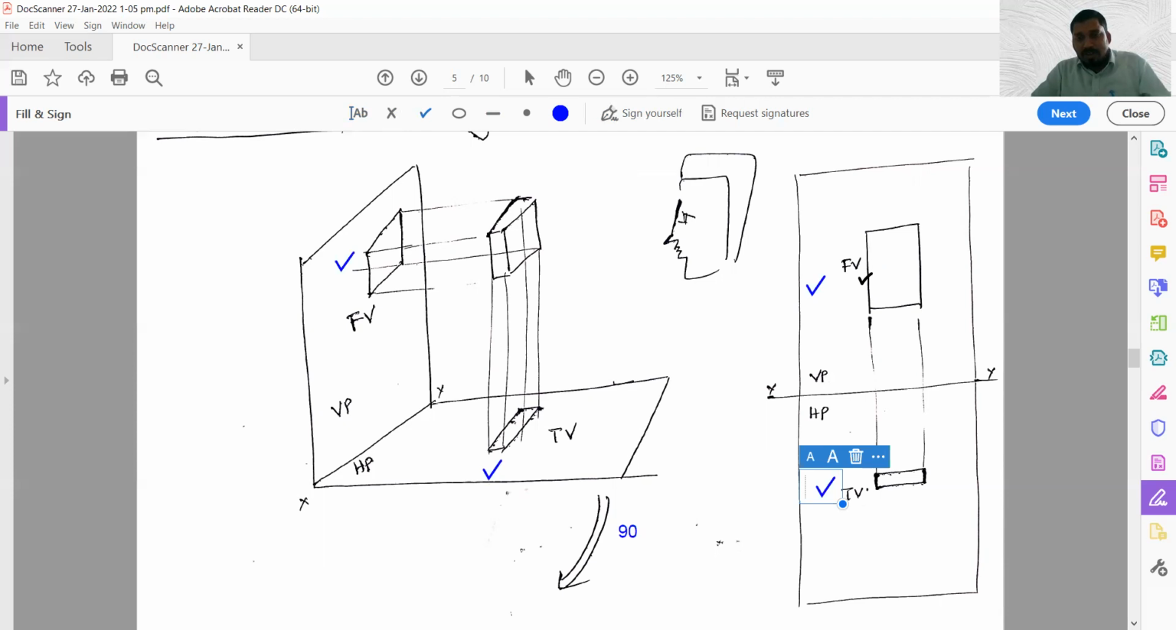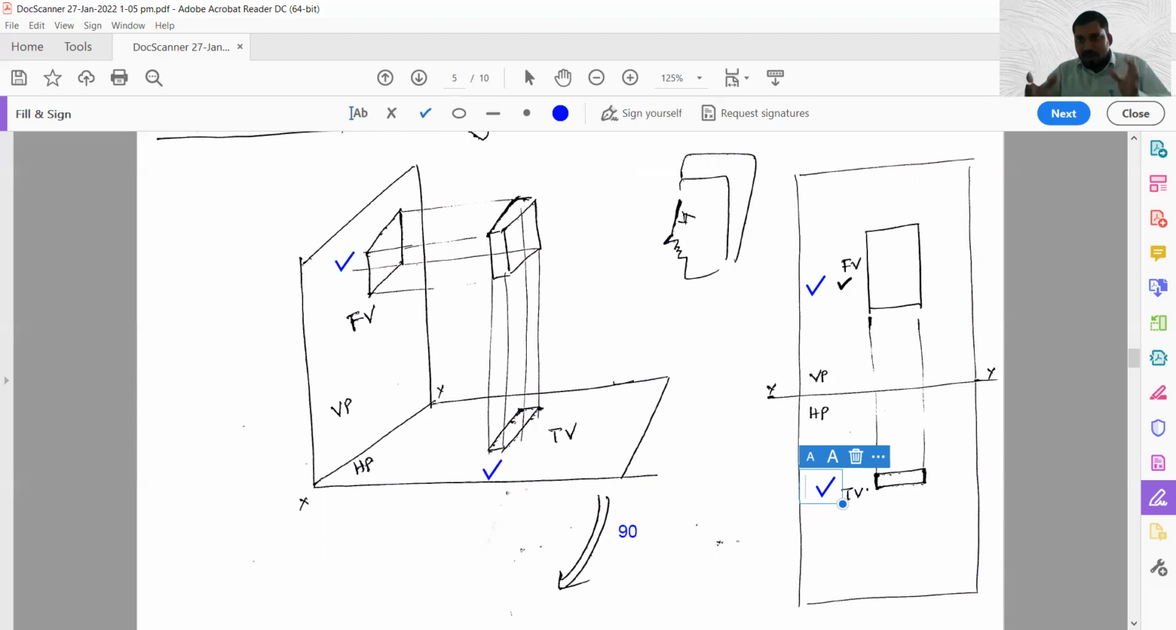So the vertical plane is straight to the observer. The horizontal plane I have rotated through 90 degrees. When you rotate 90 degrees, the horizontal plane comes like this, and the image which is placed on the horizontal plane is giving this look to the observer. Horizontal plane view and vertical plane view.